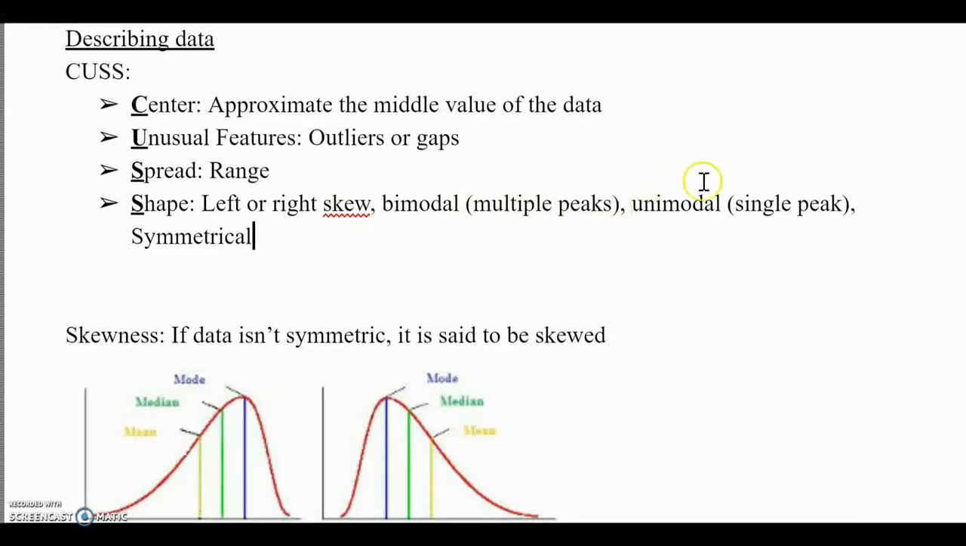Unimodal means that it has one peak, like for example this would be unimodal. Bimodal, although counterintuitive because bi refers to two, means multiple peaks. Are there many positions where you find a maximum?